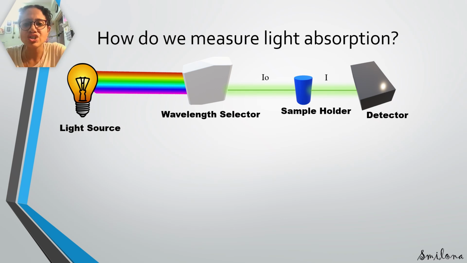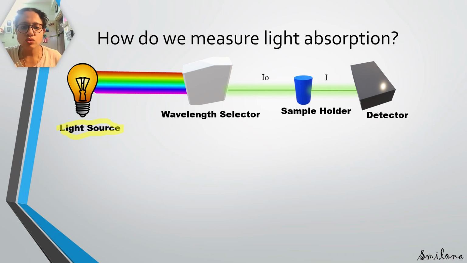Now, how do I measure this light absorption? The measurement is done using a spectrophotometer, or if I'm dealing only with colored solutions, it is called a colorimeter. These instruments have a very basic setup. They have a light source. This light source is going to provide the visible light or the ultraviolet light, which we are going to use, which my molecule is going to absorb.